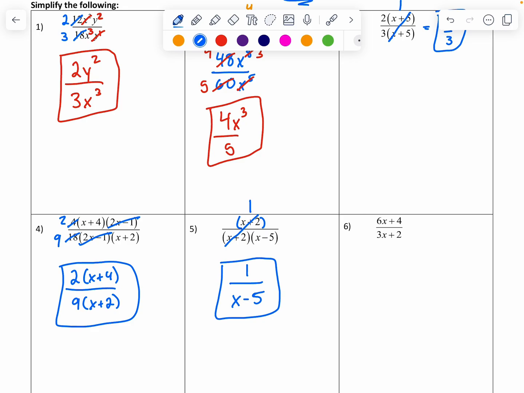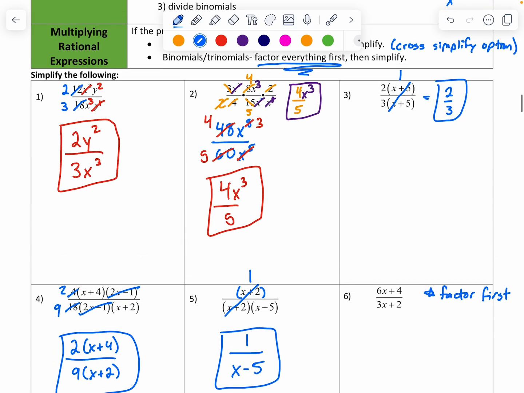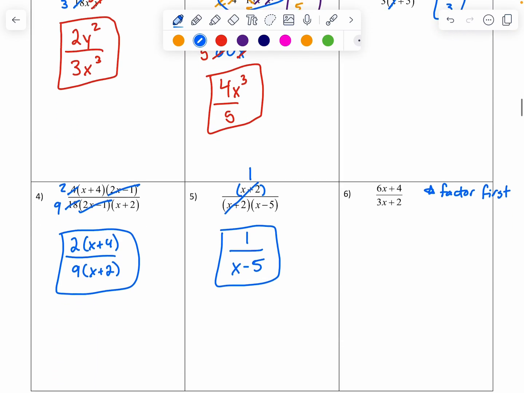Number 6. I can't tell you how many students will look at number 6 and say, ooh, 6 divided by 3, that's 2, and cross them off. So you cannot do that because of the plus signs. So what you have to do is you need to factor first. So you can only cross them off if the factors match. Or if they're monomials and you've multiplied them together, you can cancel stuff, but with the plus signs you've got to do the factoring.